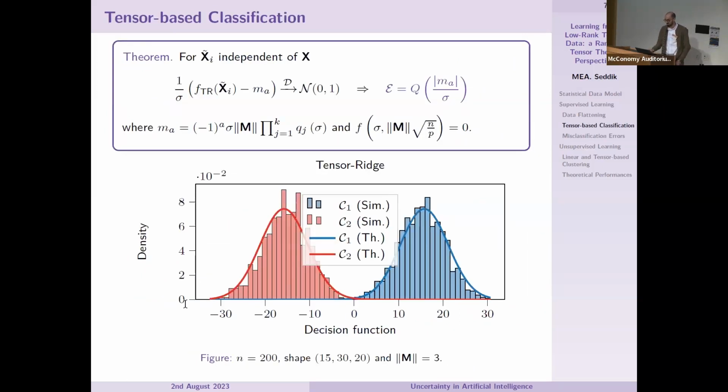Okay, so coming back to the tensor ridge regression classifier, having this result, we can now characterize the misclassification error in terms of the different quantities involved. We see that it depends only on the norm of M and the ratio between P and N, and there is no ratio big P over small p. This means that when we increase the dimension of the data, the variance stays constant. So we don't have this phenomenon where the variance explodes with the dimension.